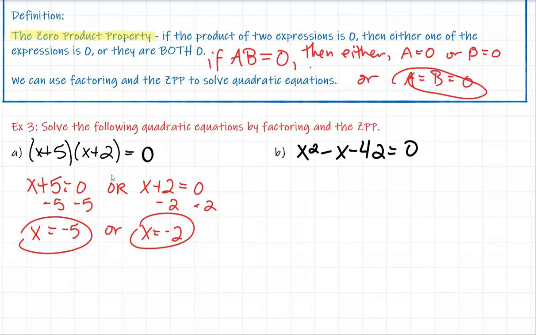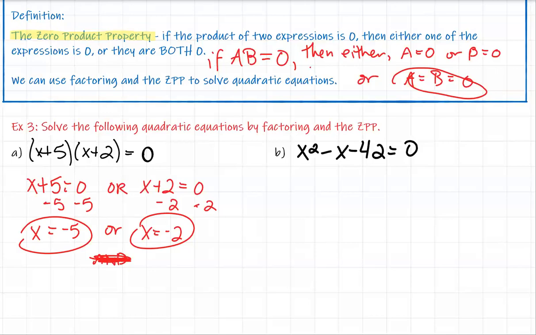Now remember, since these are both x, I can only plug one of these in at a time. That's why I don't say "and" here, because I can't plug negative 5 in this one and negative 2 in this one, because it's only one x. I can only plug one number in at a time, all right?